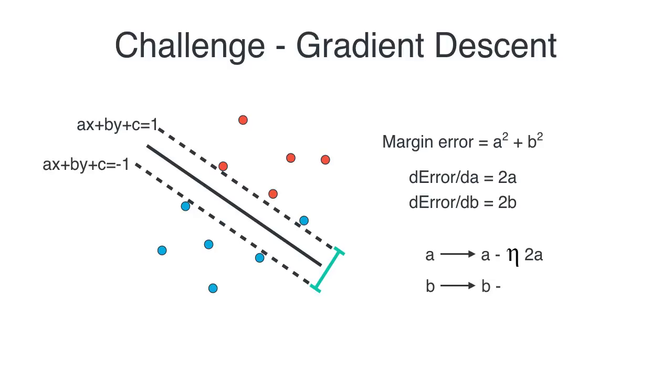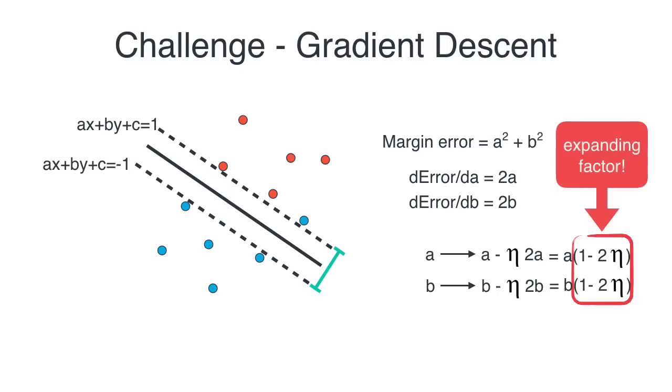It turns it into b minus eta times 2b. Now we can factor this as a times 1 minus 2 eta, and the bottom one we can factor it as b times 1 minus 2 eta. But notice something here. Notice this number over here.